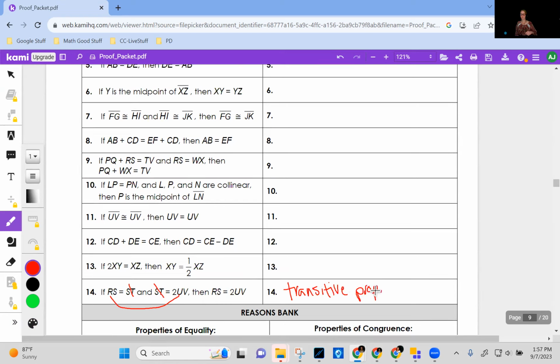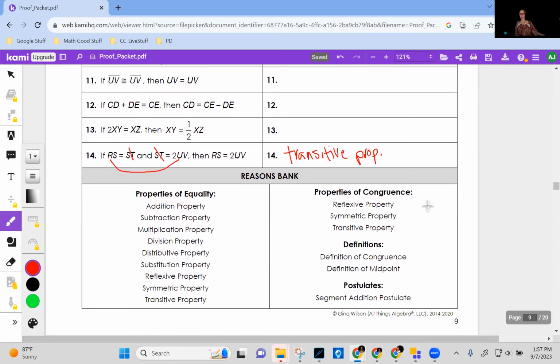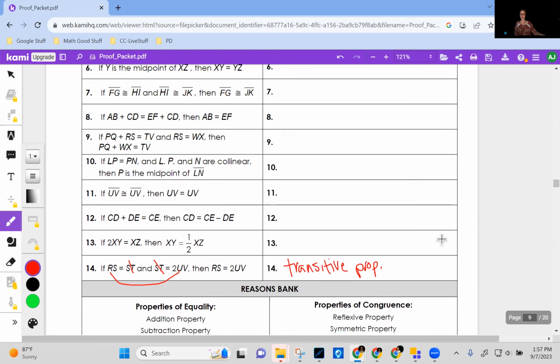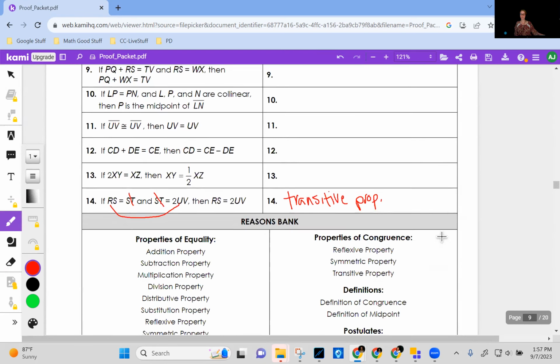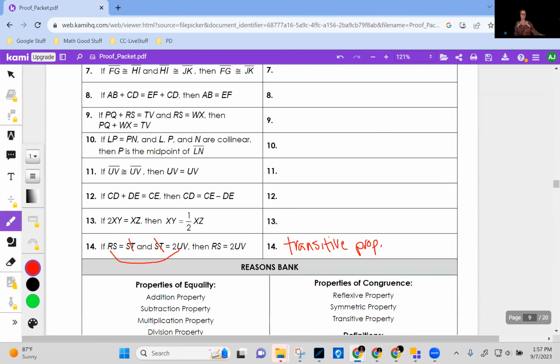So there's a few for you. I want you to really think about what these are. You have down here a reasons bank. You're going to be able to use these on your proofs that you do. And it's nice to have those as an easy reference all on this page. So when you come back to the next video, we're going to talk about segment proofs, but I want you to practice with these properties first.